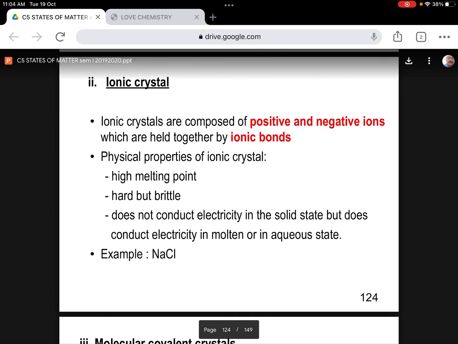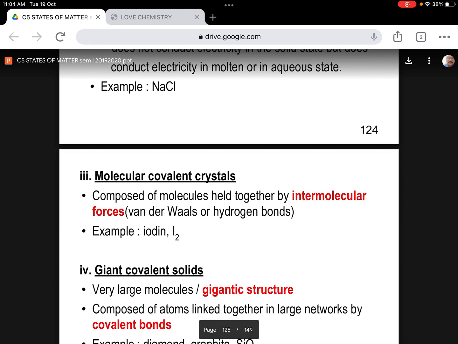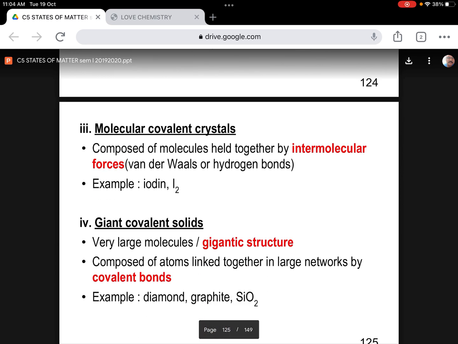Ionic crystals are composed of positive and negative ions which are held together by ionic bonds. Physical properties: high melting point, hard but brittle, do not conduct electricity in solid state but conduct electricity in molten or aqueous state. For example, sodium chloride. Molecular covalent crystals, that's the third type of crystalline solid, are composed of molecules held together by intermolecular forces, either van der Waals force or hydrogen bond.